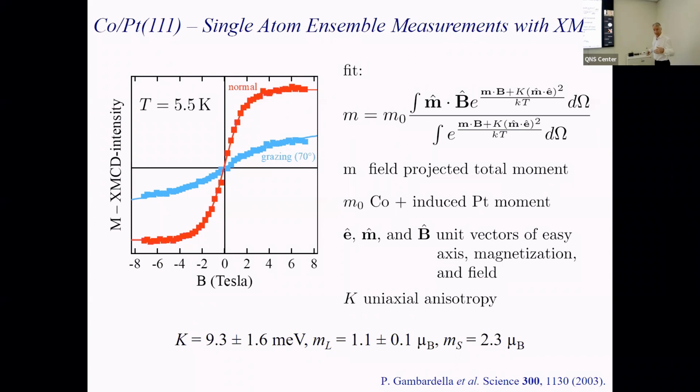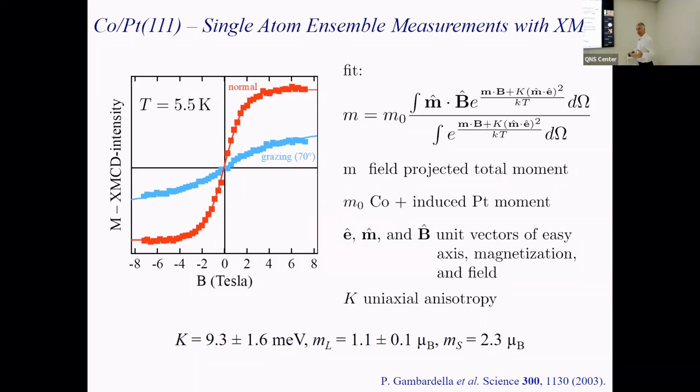And I told you before that you can measure the ratio between orbital moment and spin moment. So what you get out from this fit here is both numbers. You get roughly 3 μB. And from the XMCD measurements, you know that the ratio between these two is such that it obeys these values. So we have 1.1 μB orbital moment and 2.3 μB spin moment. The anisotropy is 9 meV.